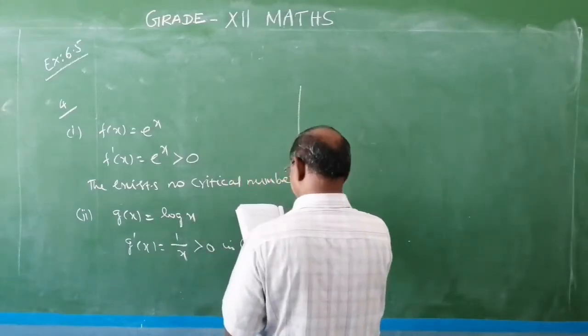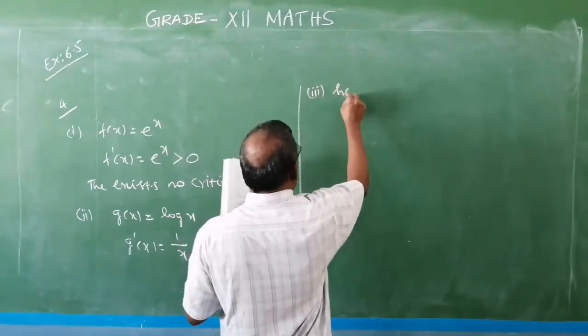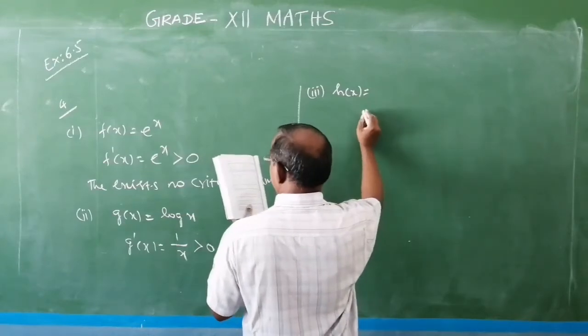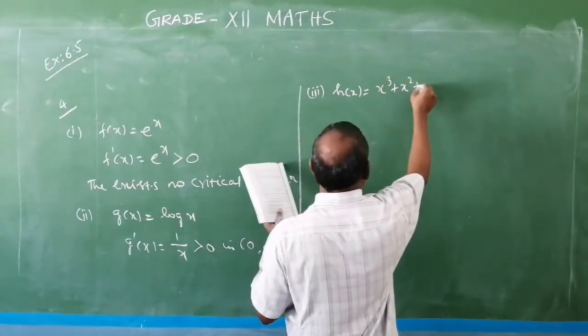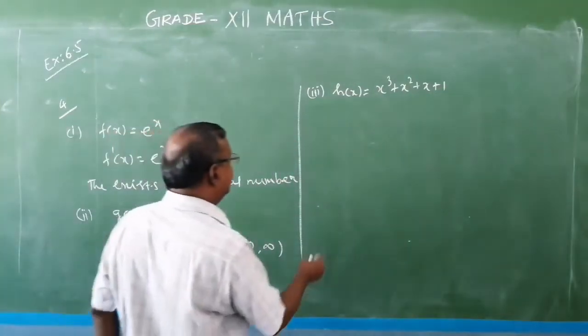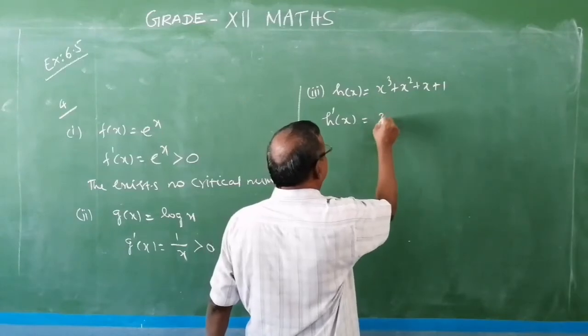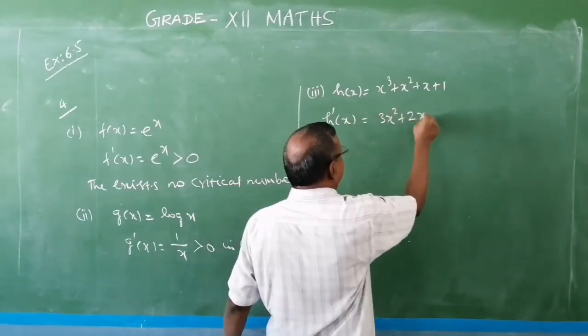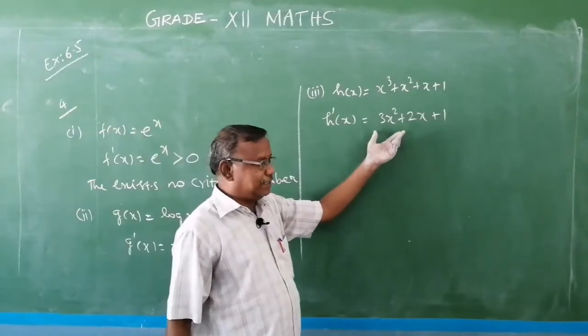The third one, h of x equal to x cube plus x square plus x plus 1. Now differentiate, h dash of x equal to 3x square plus 2x plus 1. So I think it is not possible to factorize this function.